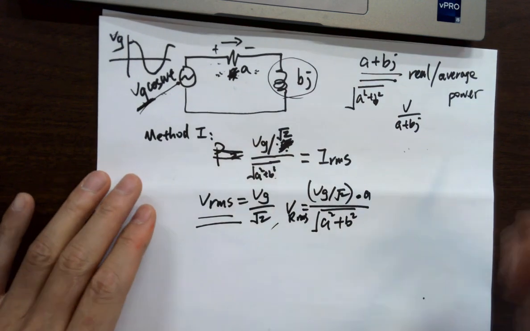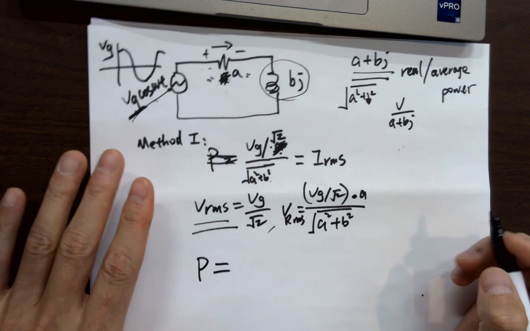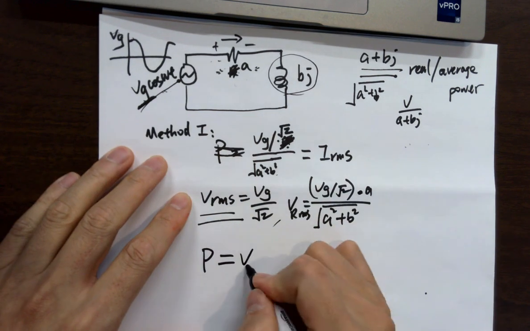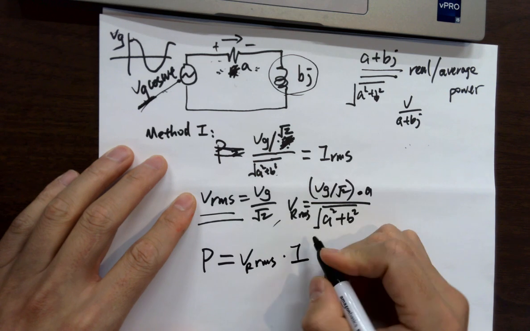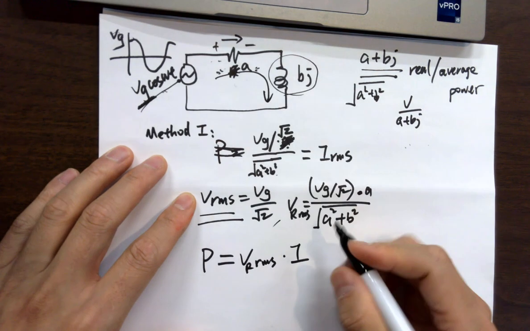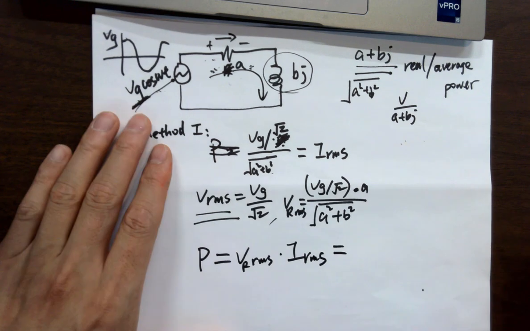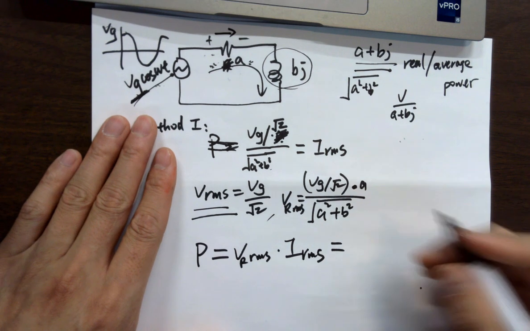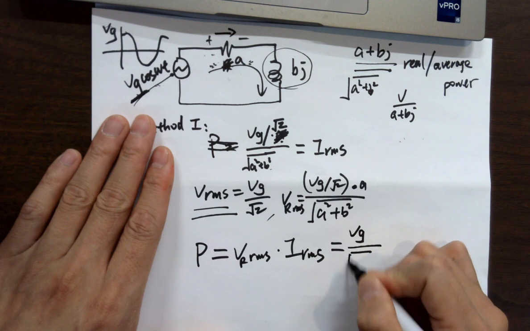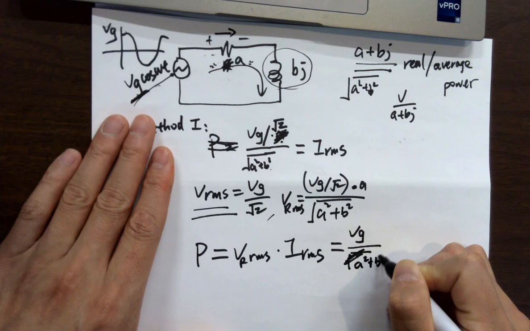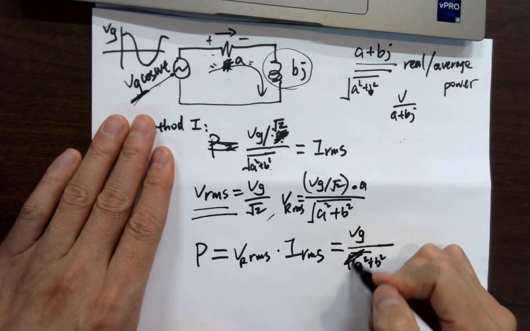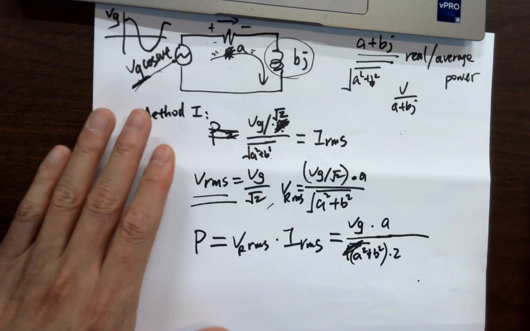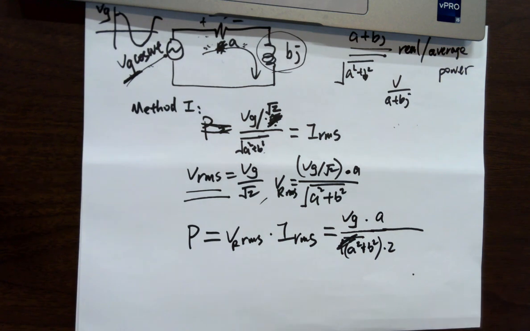All right, so how do we get the average power for the resistor? There's no phase shift, they're in phase. So it's basically just VRMS times I. I didn't label it, but it's the same I everywhere, right? That equals Vg over, oh, this is gone, A squared plus B squared, times 2, and times A. Is that correct? Let me compare with my notes, see if that's correct.